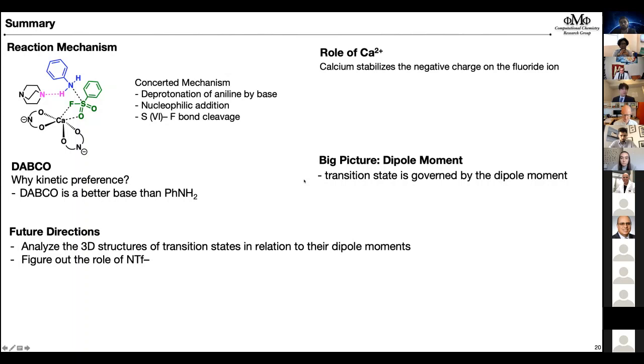In the future, we plan to analyze the 3D structures of transition states in relation to their dipole moments, and also figure out the role of triflimide.